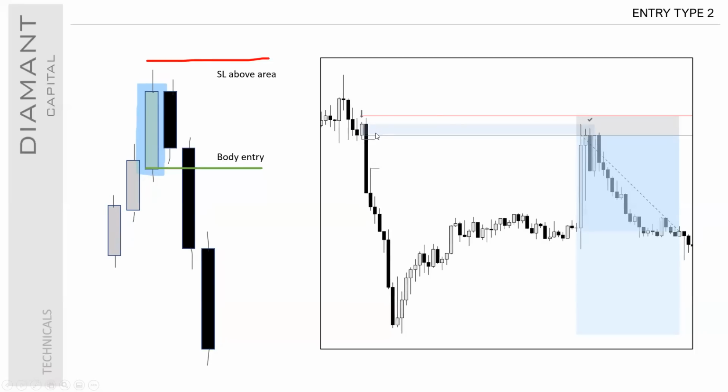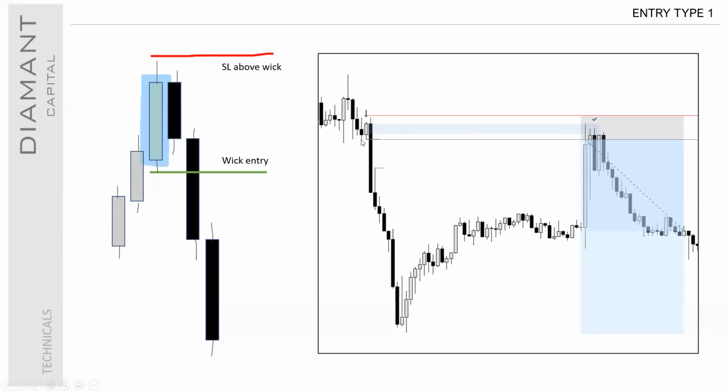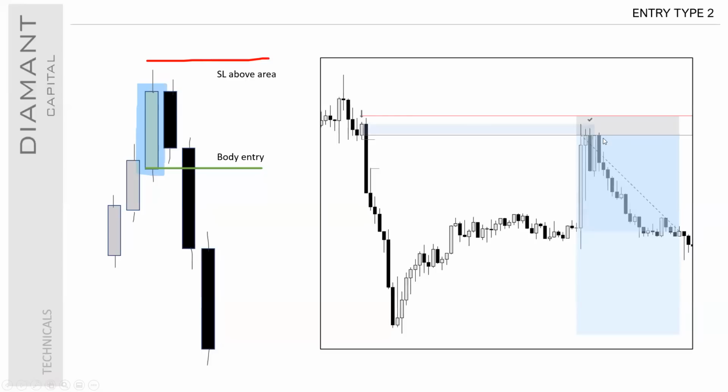Now, the second type is a body entry. At times it doesn't happen. For example, you would see it just go straight to the wick and then keep dropping. This one, of course, gives you a high risk to reward because your stop loss is much tighter.